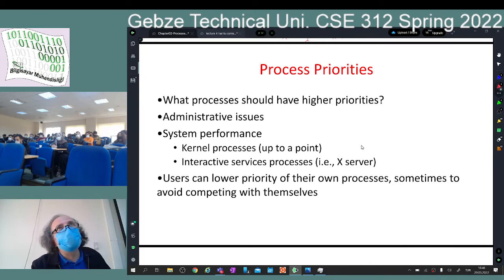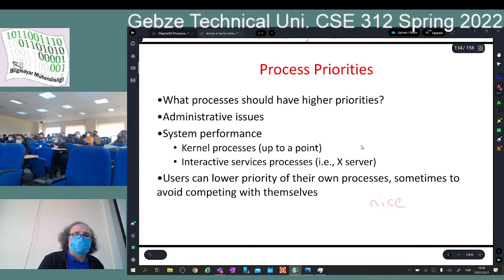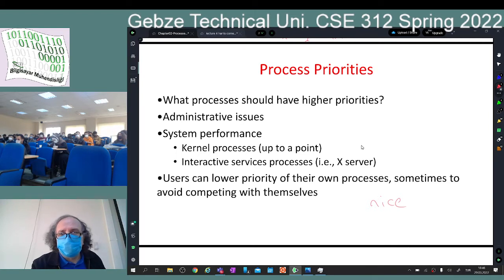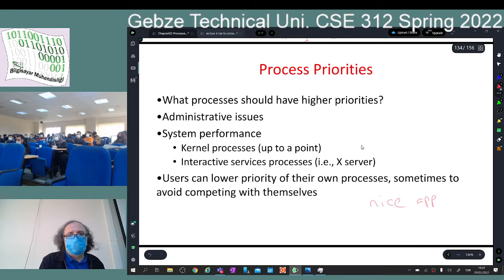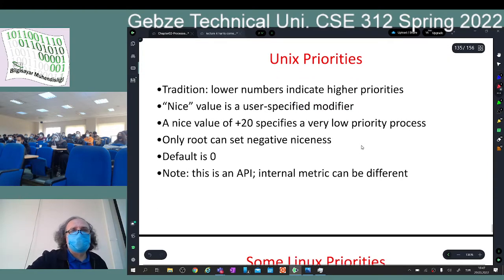Remember what was the name of the utility that lowers my priority in Unix? Nice, yeah. Okay, so it is important to be nice all the time. So you just nice it. You say that I am going to run this nice, for example, my application. You just give the application as a command line parameter to this nice command, and it runs this application in a lower priority. So nice app. Okay. So we talked about those, and the Unix priorities.